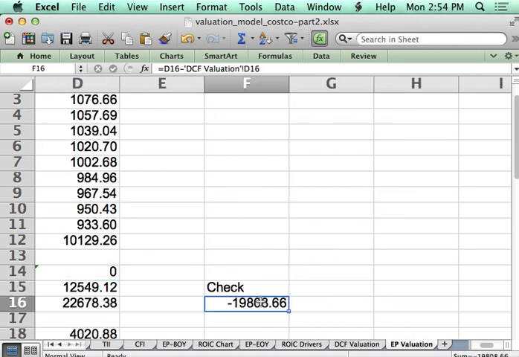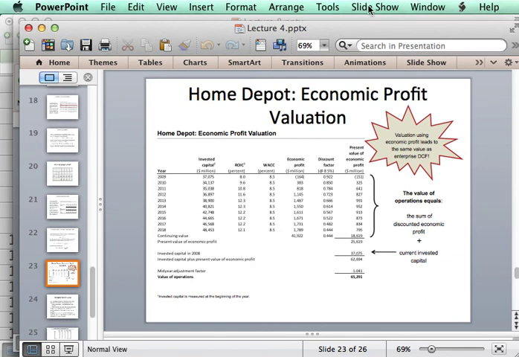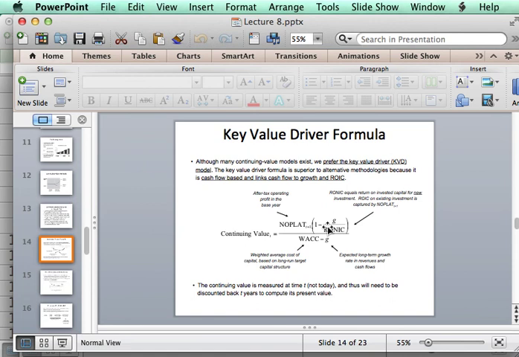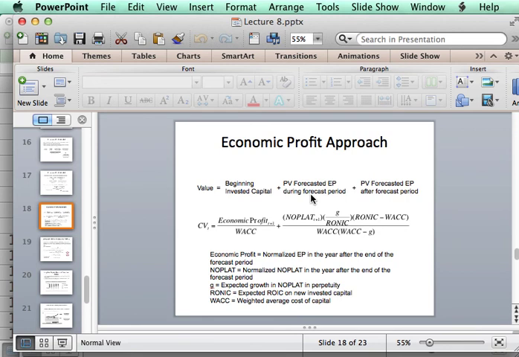Right? So here's what we're going to do. We've got to put in the continuing value pre-discounted in perpetuity. And McKinsey gave us a formula for that. And the formula was in Lecture Note 8 in the current readings. This was the key value driver formula for free cash flow for continuing value. This is the formula for economic profit.